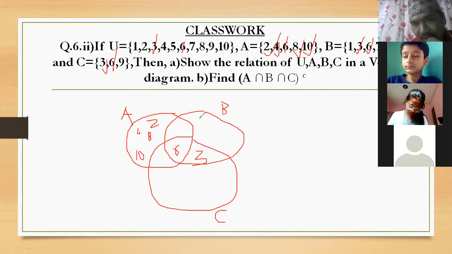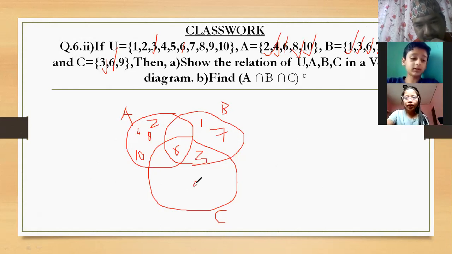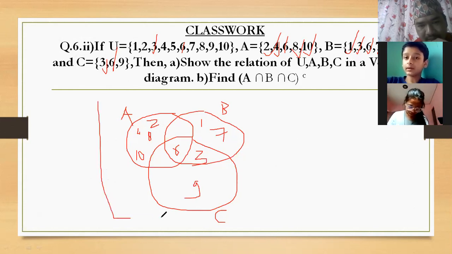Okay, children. Now can you tell what are the remaining of set B? 1 and 7. Right, here. Okay, children. After that, what are the remaining of set C? 9. Right, good. Now can you tell what are the remaining of universal set?